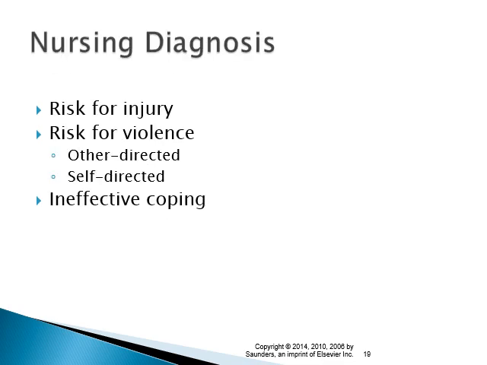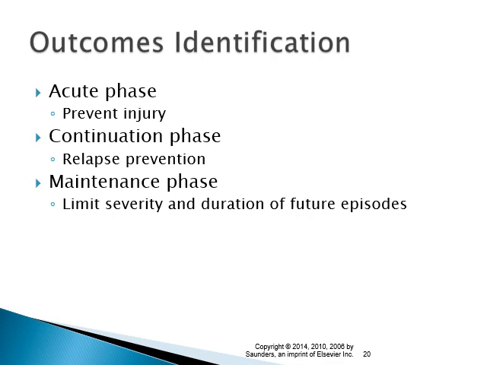So, nursing diagnosis, what are we working towards? Well, the first one is risk for injury, risk for violence, other directed or self-directed, and ineffective coping. Then we have other things such as low self-esteem, impaired self-concepts, a few other items. So in the acute phase, we're going to be working on preventing injuries. In the continuation phase, we're going to focus on relapse prevention. And in the maintenance phase, we're going to limit the severity and the duration of future episodes.